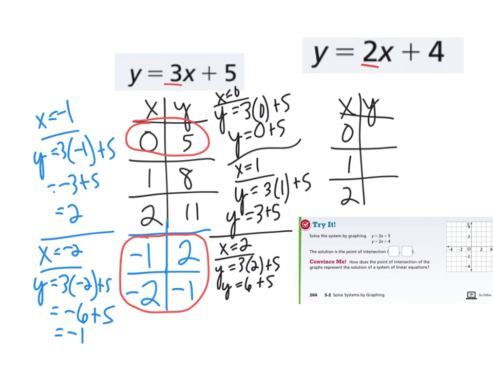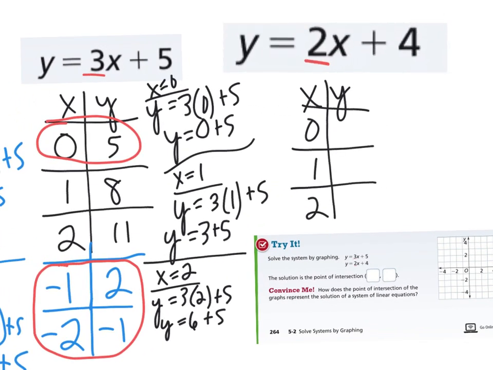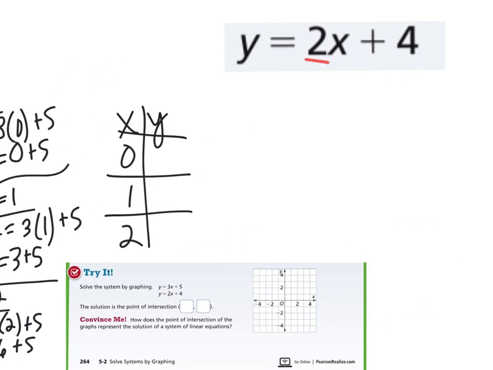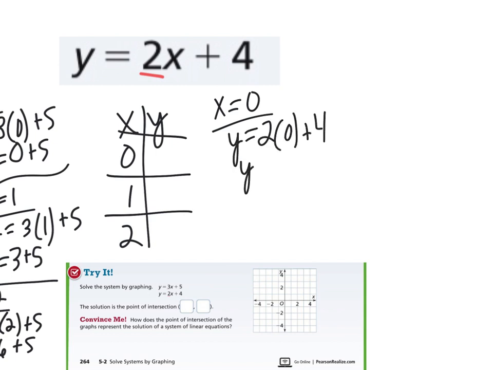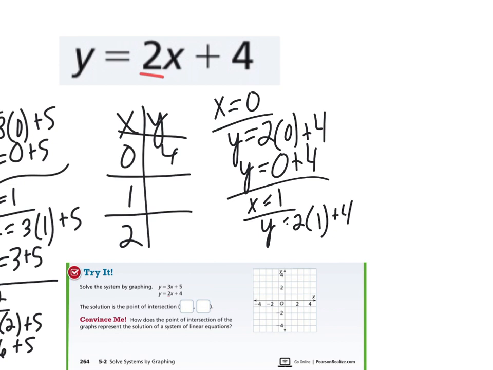So if we look at our other equation, it's going to be kind of the same thing here. We're going to try to pick some points. We'll try to be a little more mindful this time about whether these points are going to actually fit on our graph or not. So if we put in a 0 for x, we got 2 times 0 is 0, plus 4 is 4. Put a 1 in for x. 2 times 1 is 2, plus 4 is 6, so we've got 1, 6.